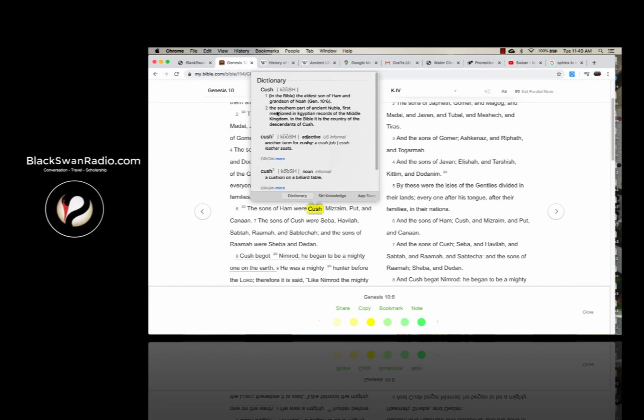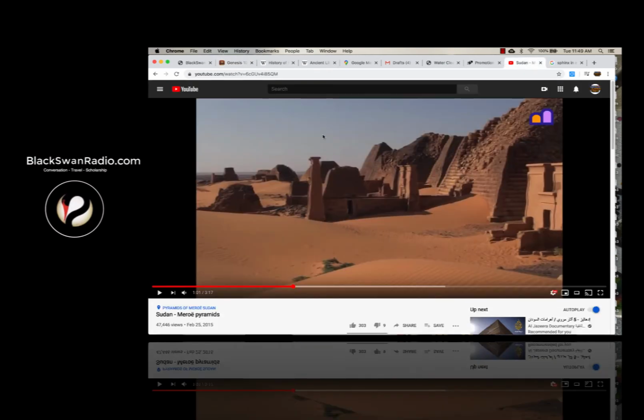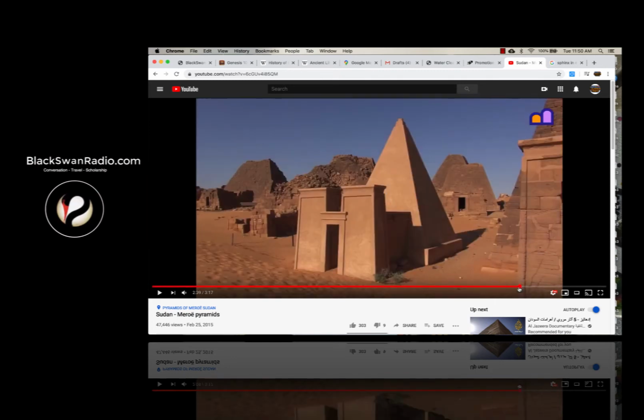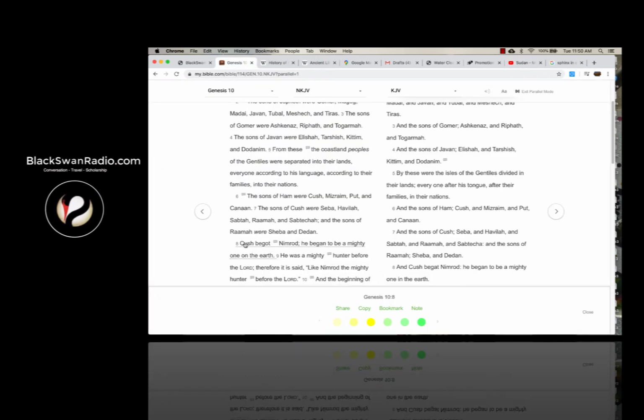I'm linking you to Sudan, the Nubian people of Sudan, the Cushites, part of the ancient Nubia. In the Bible it represents the country of the descendants of Cush, the Cushite people, which are the ones that, once we start going into the Meroe pyramids, we'll learn still live on the Nile River close to these pyramids right down to this day. So we're just establishing this. Ham had Cush, the first son, which is considered Ethiopia or Sudan.